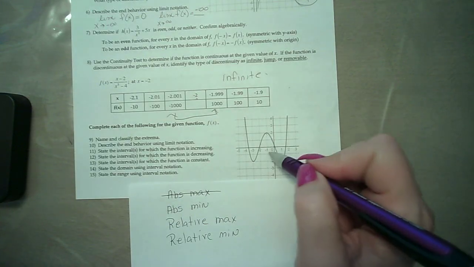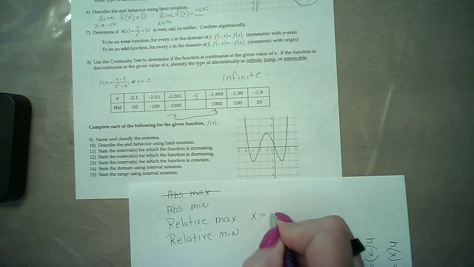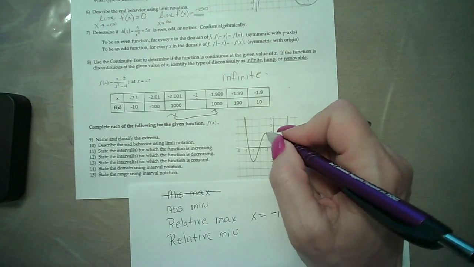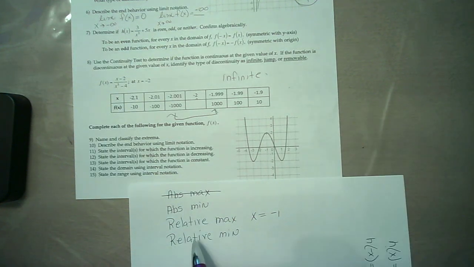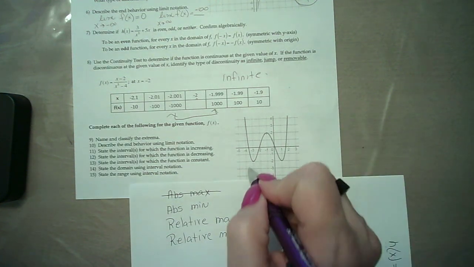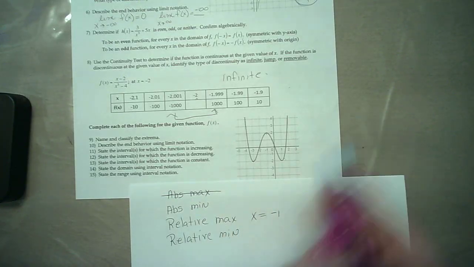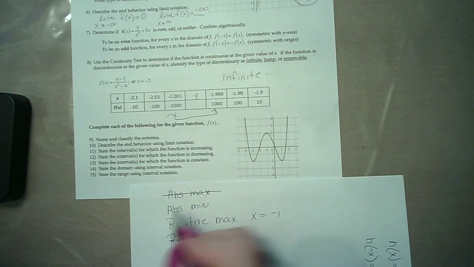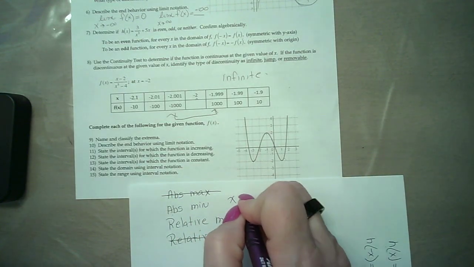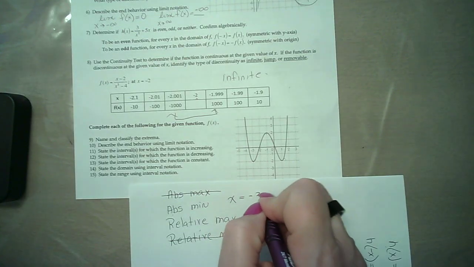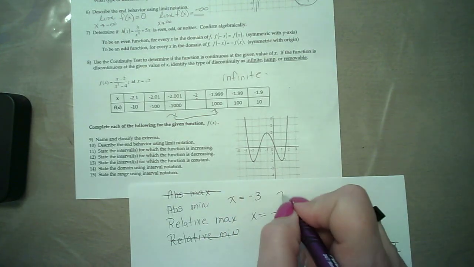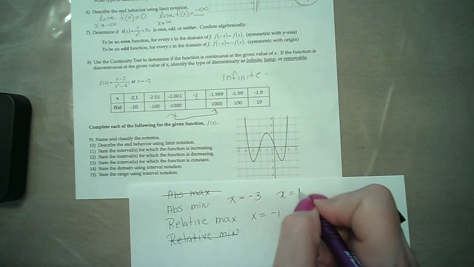We have a relative max when x is at -1. So when x is at -1, I have a max. I have no relative mins because these are the absolute lowest. So it's not a relative min, it's an absolute min. And your graphs can have both, or they could have neither. And we have it when x is -3 and when x is 1.